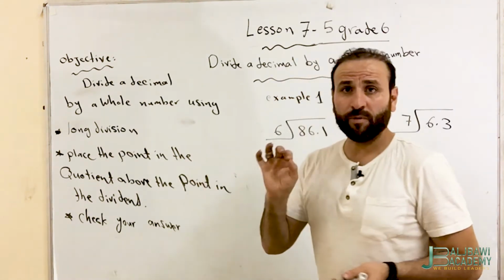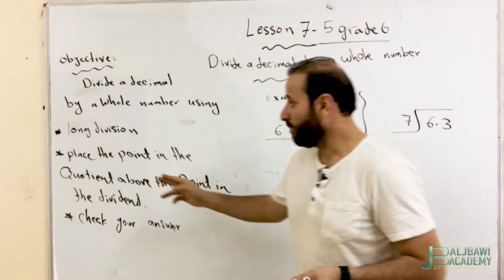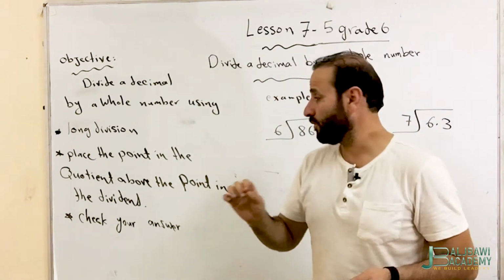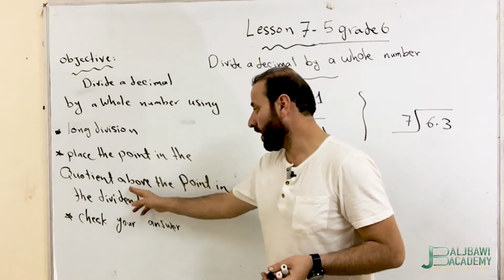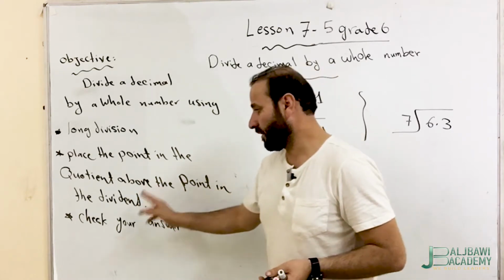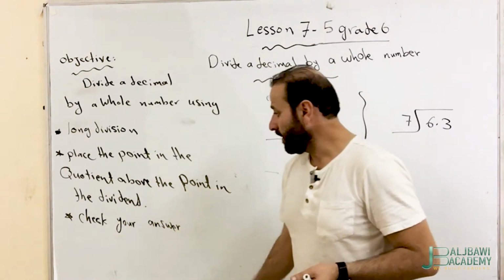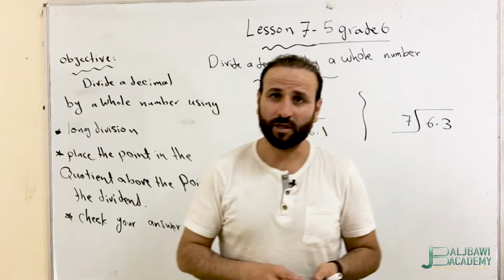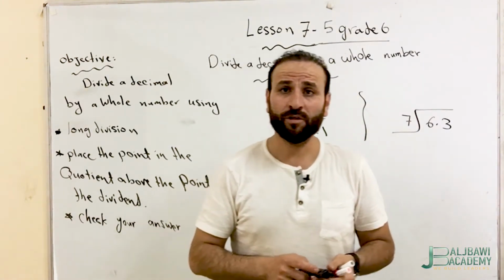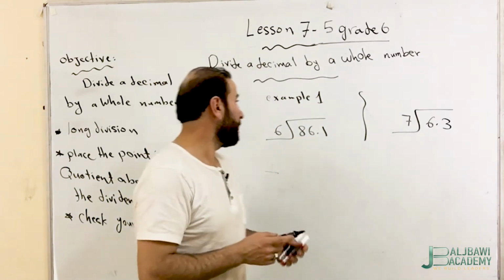We need to remember one important thing. Because we are dividing a decimal, we need to place the decimal point in the quotient above the decimal point in the dividend. Then we need to check our answer to make sure. How we check our answer, we will see. I will show you two examples.